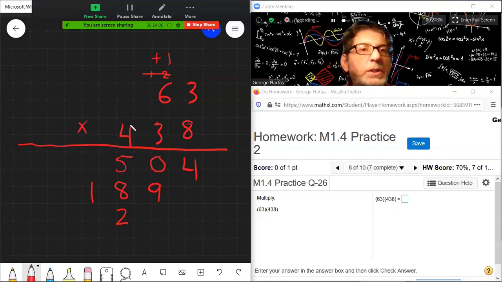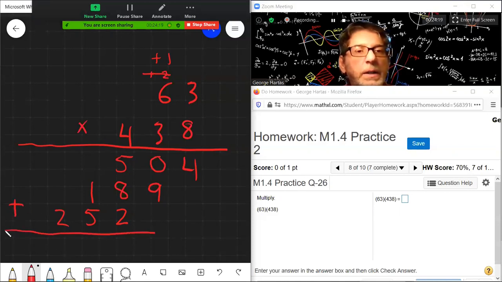4 times 6 is 24. Plus 1 is 25. Right-hand digit, left-hand digit. Add. Now see how you have 3 rows because you got 3 digits here?